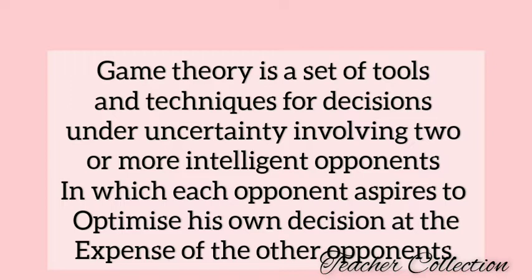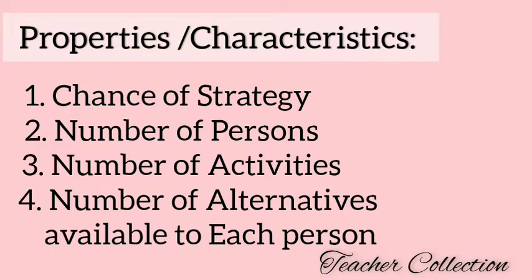Okay, now we are going to learn about properties or characteristics of these games. First one, chance of strategy. If in a game activities are determined by skills, it is said to be game of strategy. Okay, if it is determined by chance, it is a game of chance. In general, a game may involve both game of strategy and game of chance.